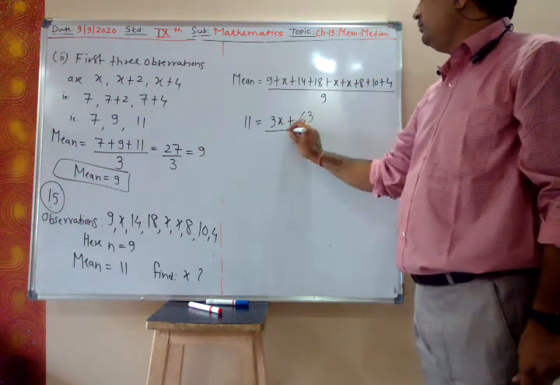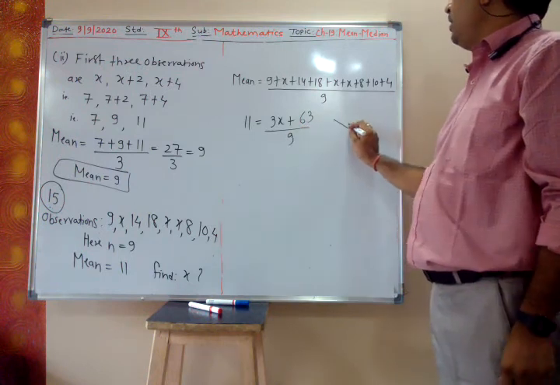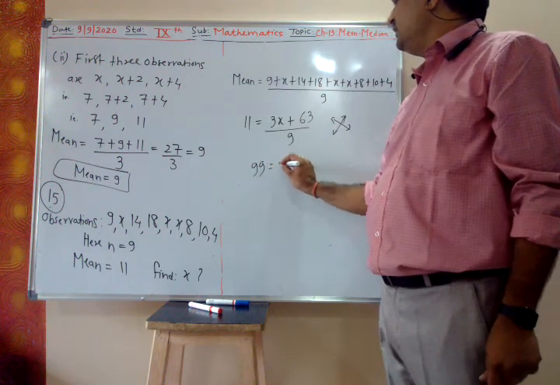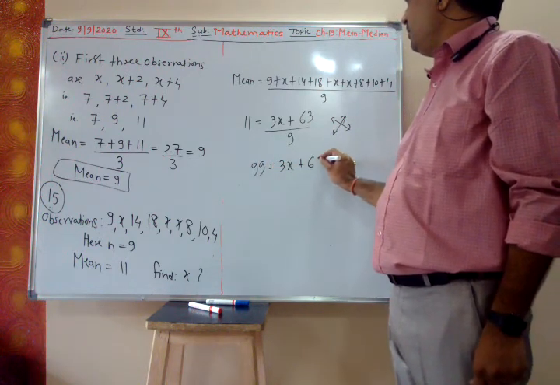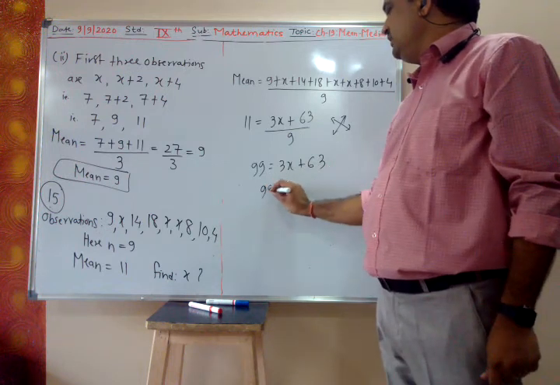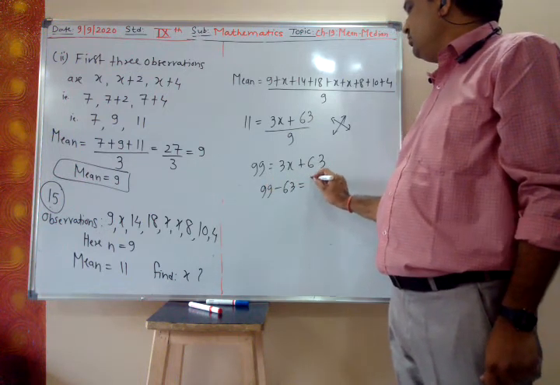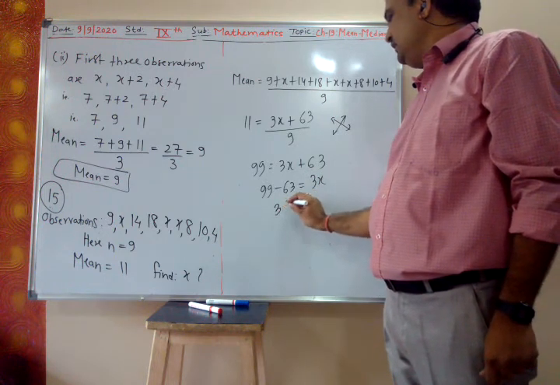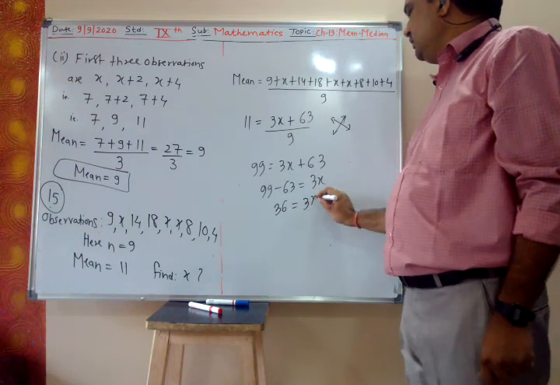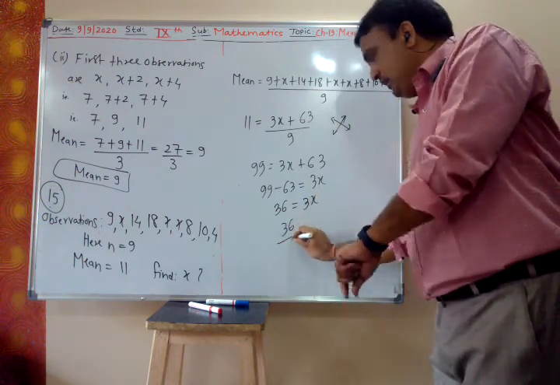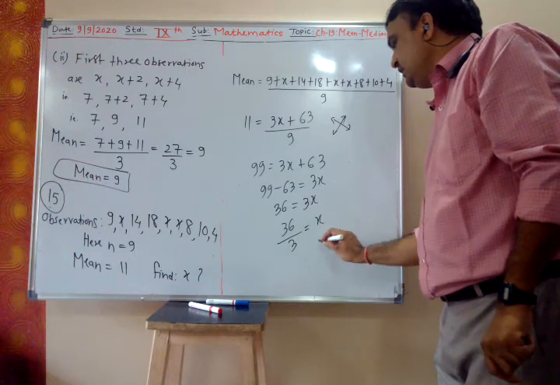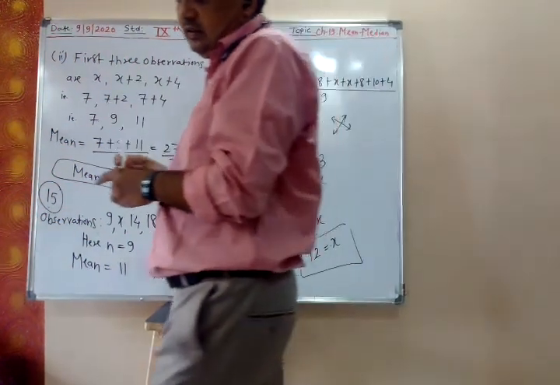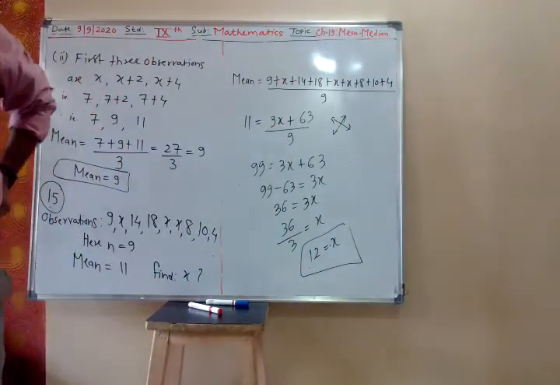Upon 9. Now cross multiply. So 99 is equal to 3x plus 63. So 99 minus 63 is equal to 3x. 36 is equal to 3x. 36 divided by 3 is equal to x. So x is 12.